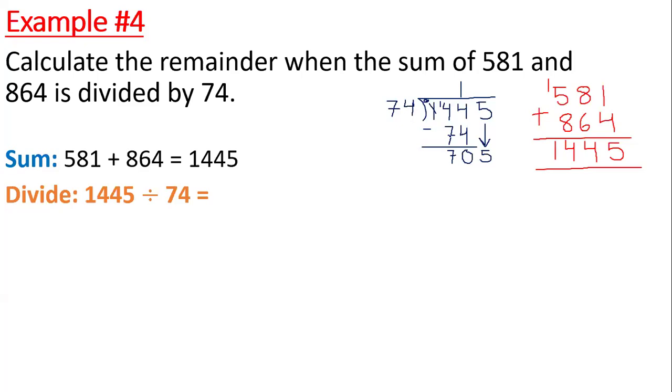9 times. So 74 times 9, let's do that. 9 times 4 is what? Put the 6 down, put the 3 above. 9 times 7 is what? 63, and 3 makes 66. Good.